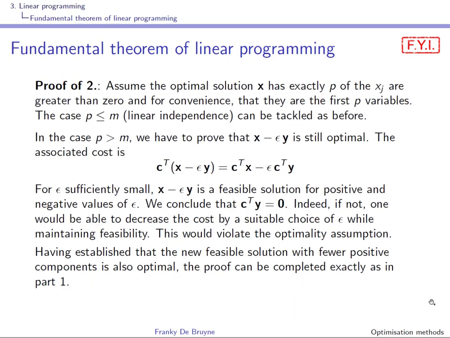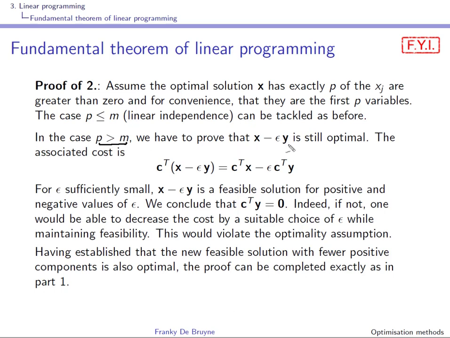Let us have a look at the second part of the proof, again for your information only. Here we want to show that if there is a feasible optimal solution, then there is also a feasible basic optimal solution. We will assume that we have an optimal solution that has exactly p of the components of x that are positive. The case p smaller or equal to m can be tackled as before, so we'll treat the case p larger than m.